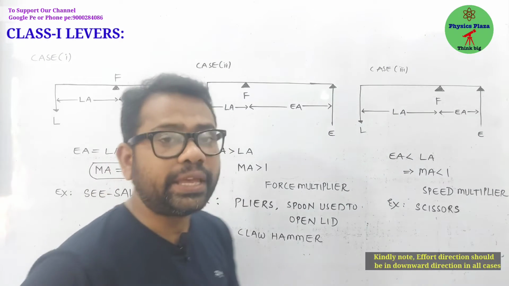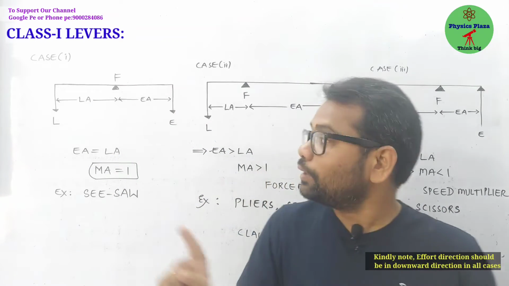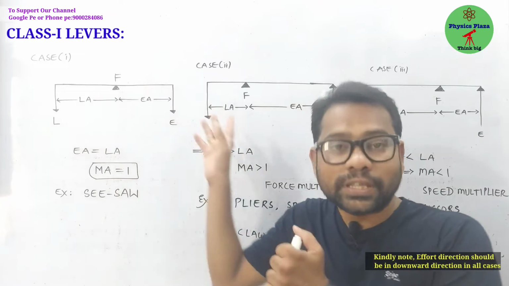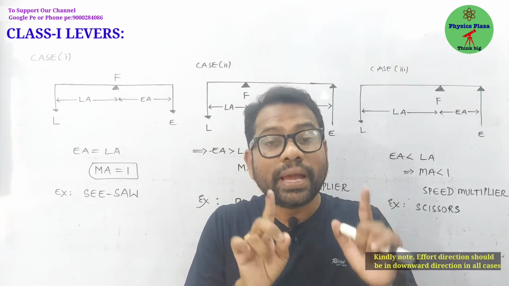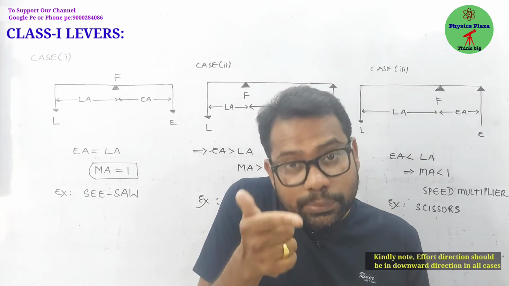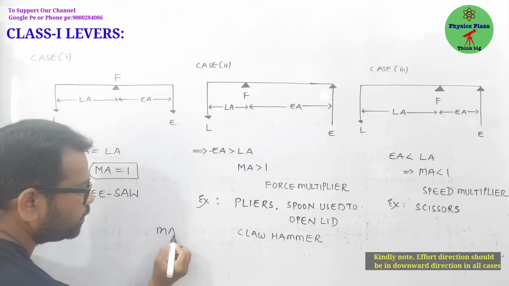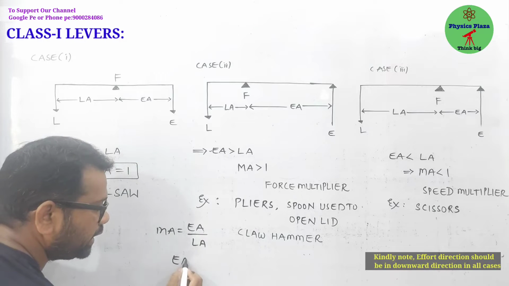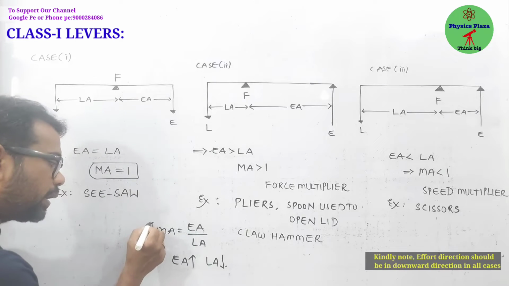Now case 2, children. As we know the fulcrum is in between, right? But the fulcrum position can be adjusted. It can be moved either towards the load or towards the effort. So by changing the fulcrum position, we can change the mechanical advantage of the class 1 lever. Is it clear? In the exam they may ask how we can increase the mechanical advantage. We already know that mechanical advantage is equal to effort arm divided by load arm. So by increasing the effort arm or by decreasing the load arm, we can increase the mechanical advantage.